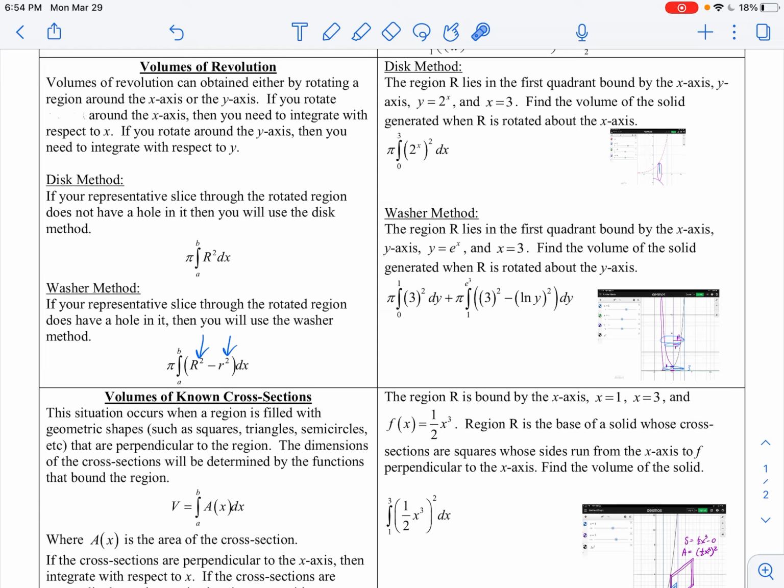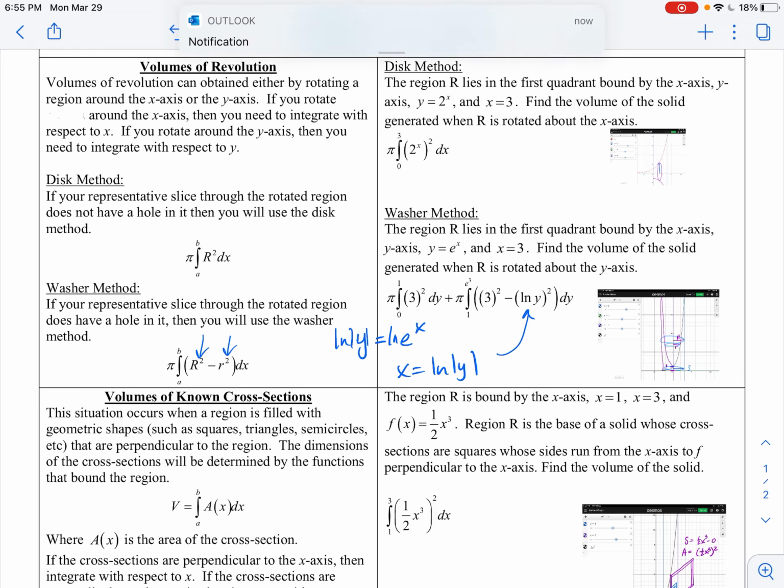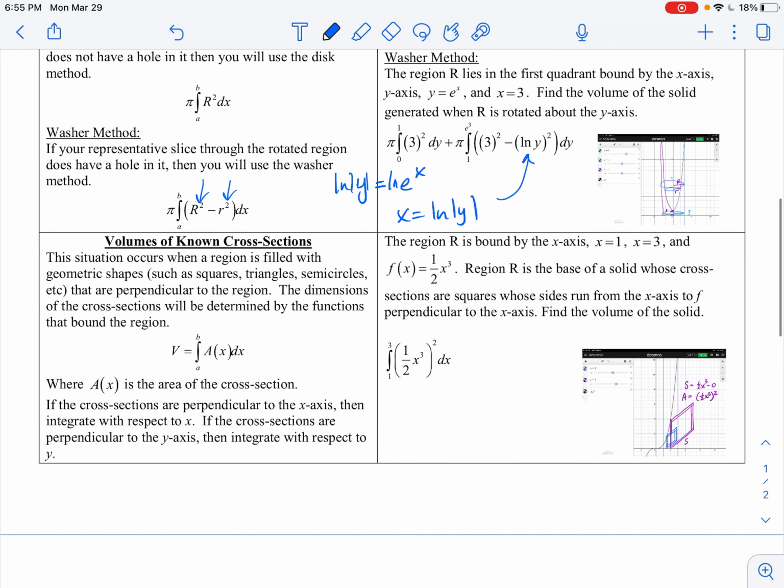Okay, so where did the natural log y come from? Well, we need to go ahead and solve this for x. And so if I have e to the y is equal to e to the x, if I take the natural log on both sides, that's going to give me x is equal to natural log y. When you're integrating with respect to the y-axis, it needs to be in terms of y. And that's where this guy came from.